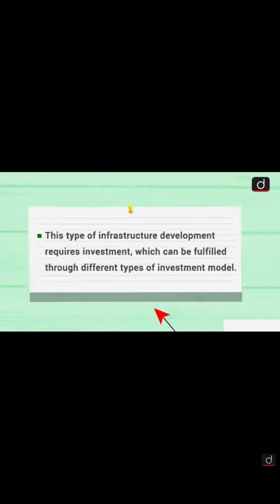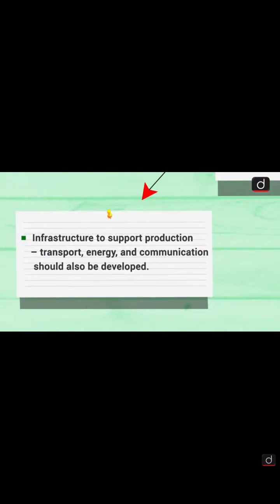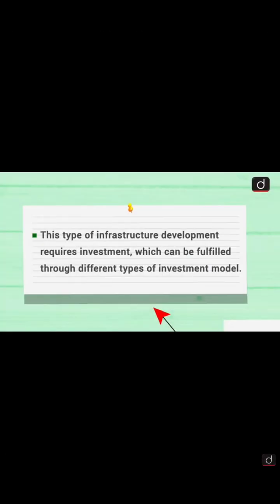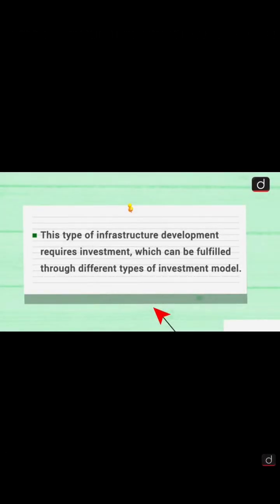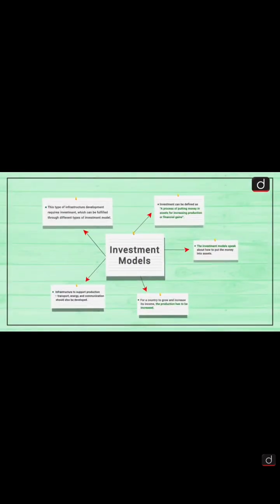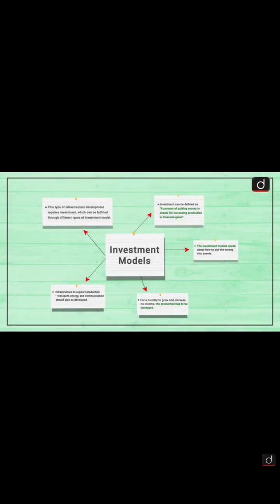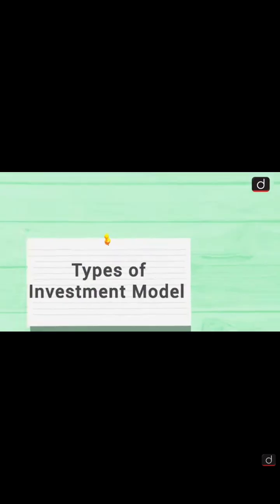transport, energy, communication. Just a minute. For investment, why it is necessary for a country's growth to increase, and infrastructure we need to support production, transport, energy, communication should also be developed. So for that we need it, and the types of infrastructure development require investment, which can be fulfilled through different types of investment models. So basically they have focused on infrastructure more, that infrastructure requires investment, and through this you can write in your examination. You can make notes like this, that would be a little easier for you. It is basically they have told about the features.